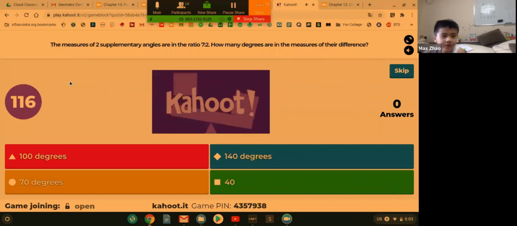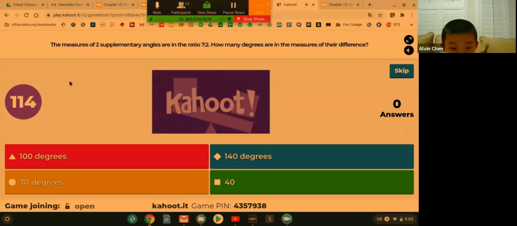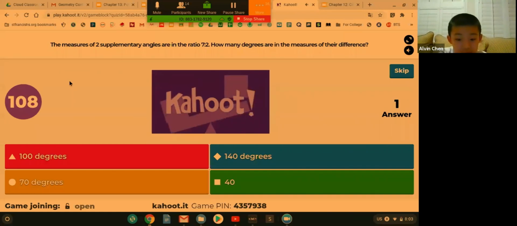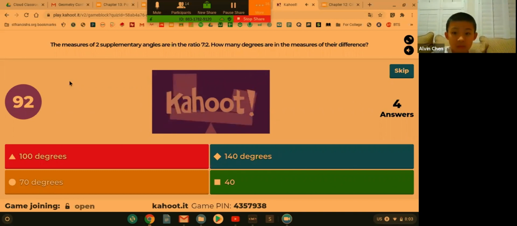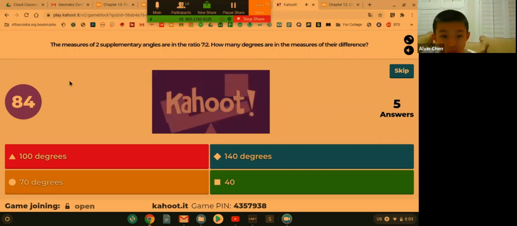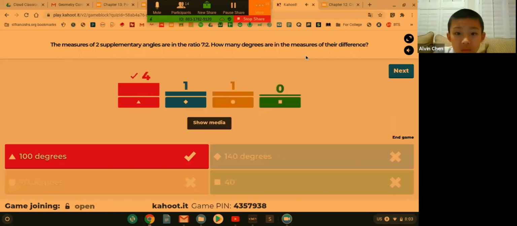So, two supplementary. Two supplementary ratio.